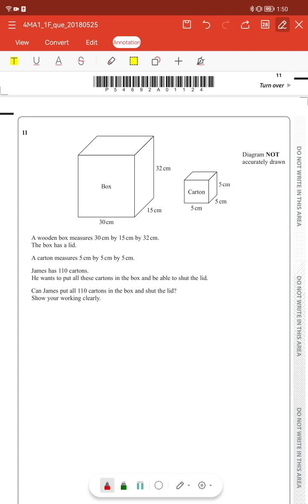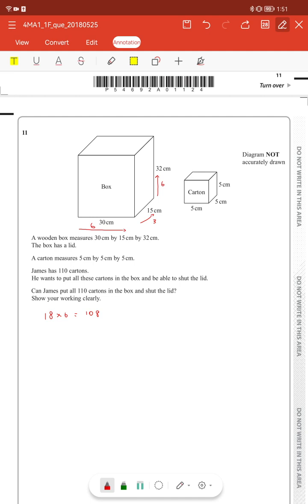Well, if he has 110 cartons, we know that he can fit 6 going this way, 3 going back, and 6 going up. So just on the bottom, he'd be able to put 6 going across and 3 rows back. So he'd be able to put 18 on the bottom and 6 going up. So if we do 18 times 6, that would give us 108 cartons. So he can fit 108 cartons into the big box.